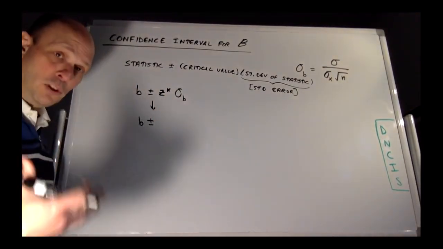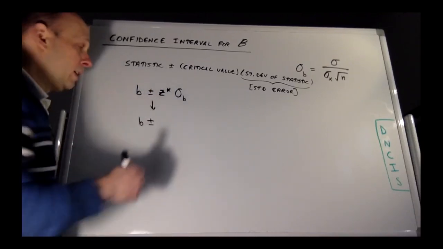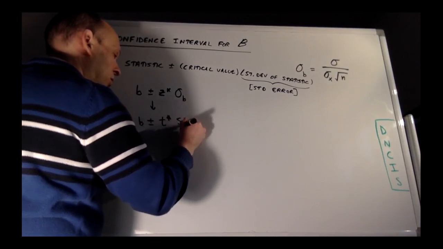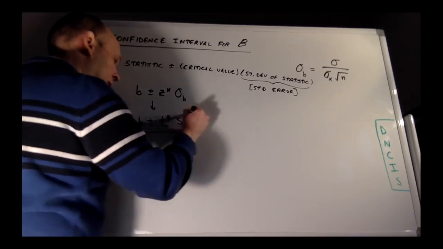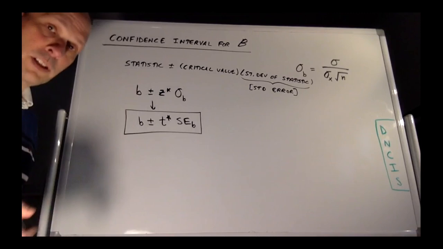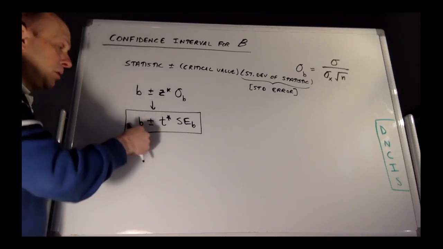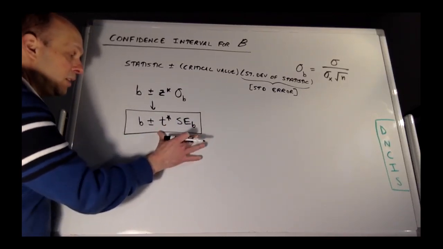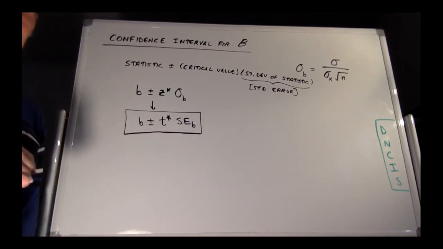But in the process of doing so, our critical value won't be a critical Z, it'll be a critical T value. So this will be a T star times the standard error of B. And this is our formula for finding a confidence interval for the slope or for beta. So it's going to be B plus or minus this, T star times the standard error of B. So that'll be the size of the net that we build around our value of B.